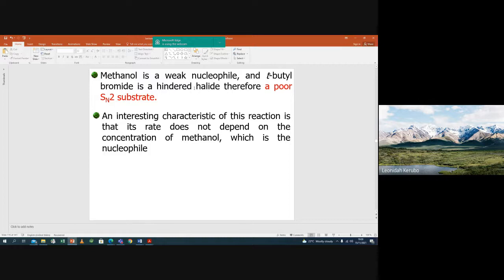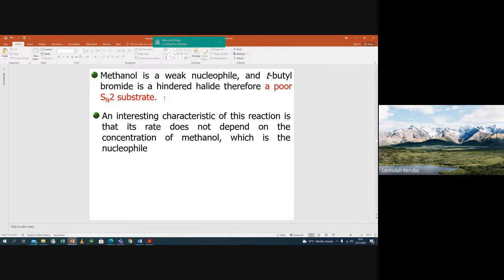Methanol is a weak nucleophile because it's a neutral nucleophile. And tert butyl bromide is a hindered halide, therefore a poor SN2 substrate. Remember, SN2 substrates should be unhindered, should not be highly hindered. And the best in this category of alkyl halides is the methyl halides, followed by the primary alkyl halides. So those are the most appropriate substrates for SN2 mechanisms because they are not hindered. But tert butyl bromide, which is a tertiary alkyl halide, is a hindered halide and is a very poor SN2 substrate.